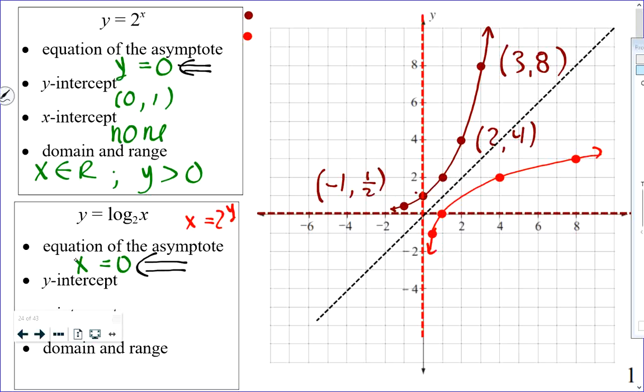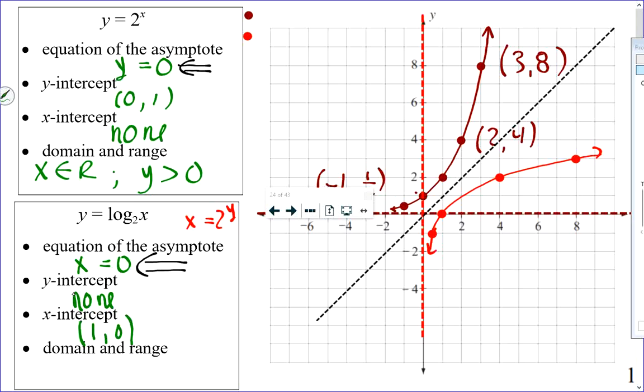Similarly, if I take a look at the y-intercept, the original function has no x-intercepts, which means that there cannot be a y-intercept because x and y switch. And if you take a look at the red graph, it never touches the y-axis. What about the x-intercept of the red graph? Well, the y-intercept of the original graph is at 0 comma 1, which means we're going to have an x-intercept at 1 comma 0.